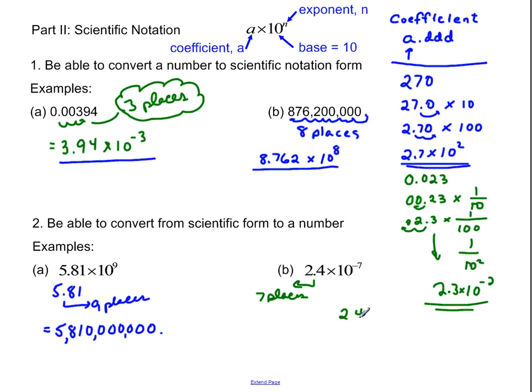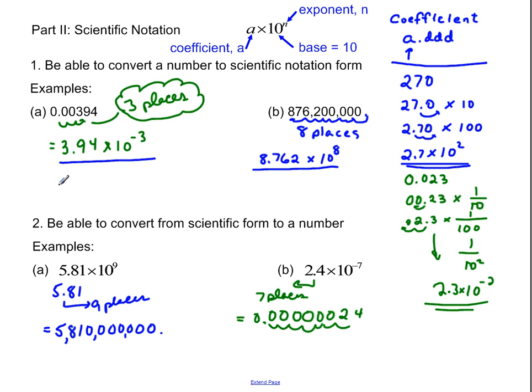But in this case, the way we're going to look at it is that if we start out with the decimal place between the 2 and the 4, we're going to go over 1, 2, 3, 4, 5, 6, 7 total places. 7 places. So our result, 0.00000024, is the decimal equivalent of 2.4 times 10 to the negative 7th, right?